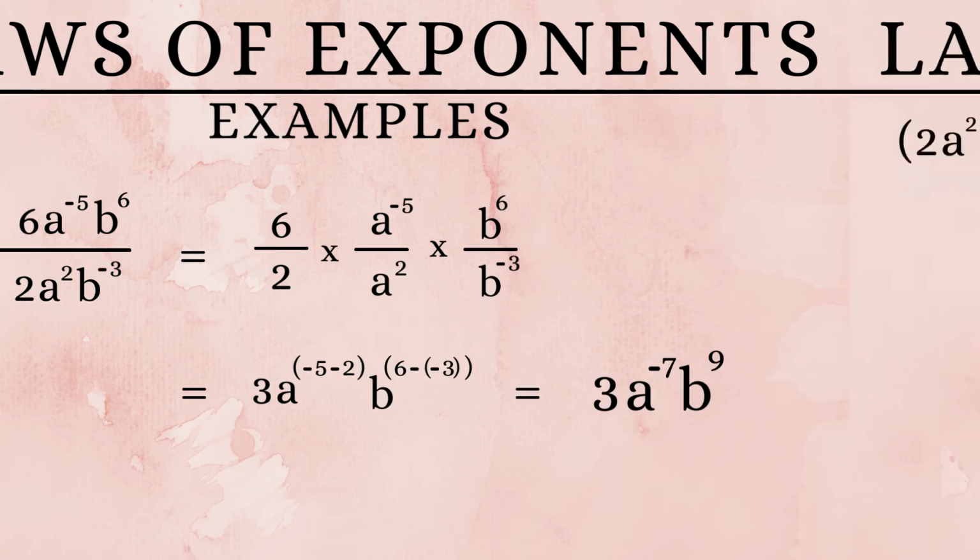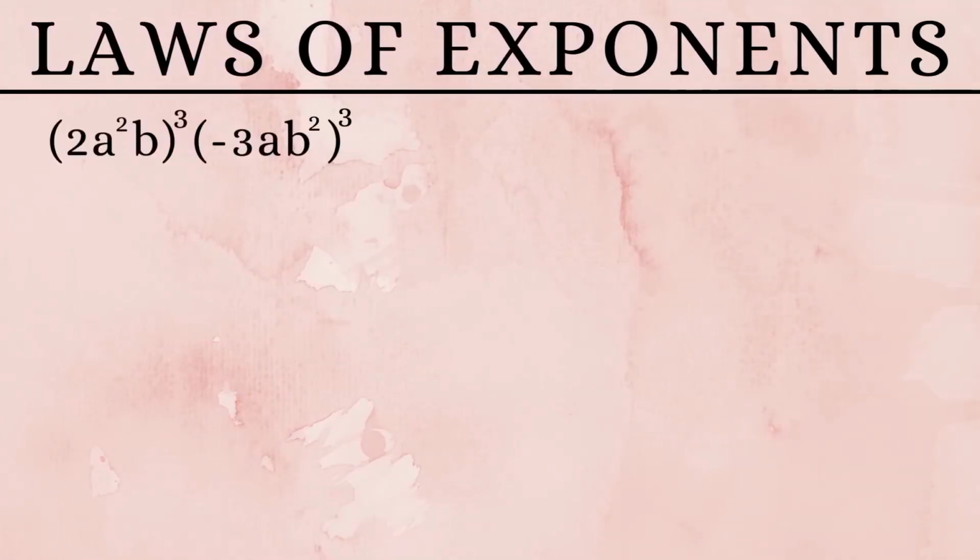Next example, 2a square b, the whole raised to 3, into minus 3ab square, the whole raised to 3.